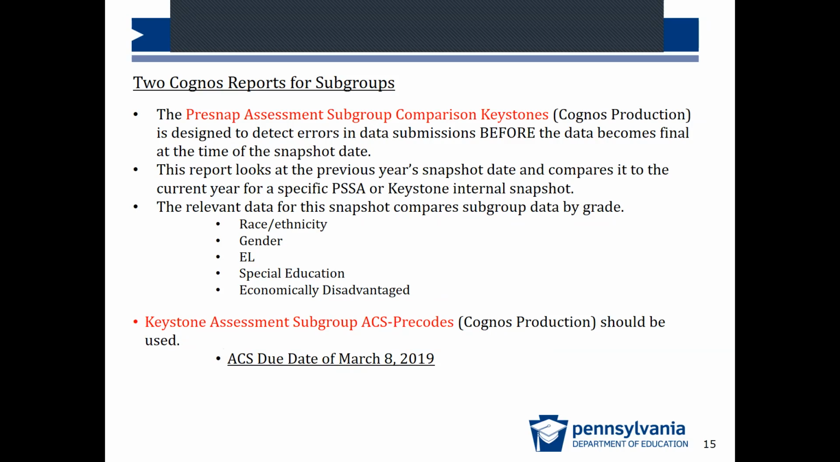The due date for the accuracy certification statement is March 8, 2019. Once PIMS reopens after the internal snapshot is taken at 12 p.m. on March 7th, LEAs can run their ACS. Please note that an ACS is required for the Spring Keystone Precodes internal snapshot.